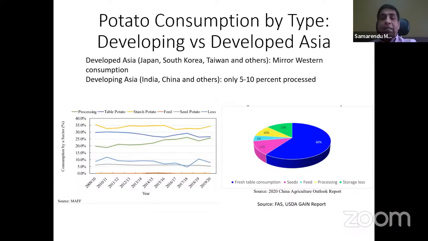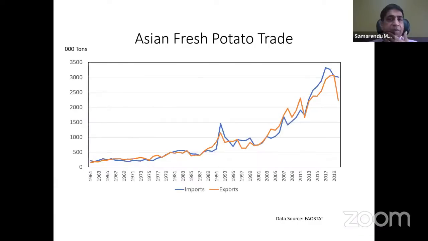Contrary to this, in India, China, and developing countries, we consume a lot of table potatoes, home consumption. But we are slowly moving into consuming a lot more processed potato, which is not good. Actually, table consumption, eating at home in curry or mashed potato, is much better than what developed countries or developed Asia are consuming now.